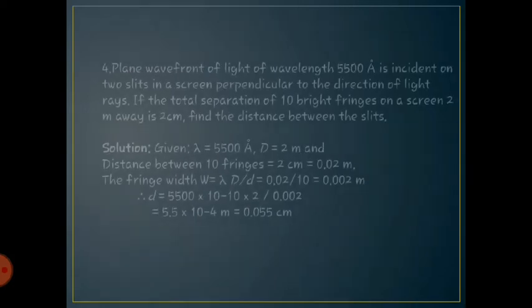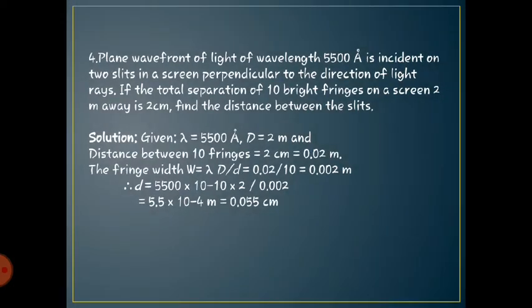Next, here is the next one. A plane wavefront of light of wavelength 5500 Angstrom units is incident on two slits in a screen perpendicular to the direction of light rays. If the total separation between 10 bright fringes on a screen 2 meter away is 2 centimeter, find the distance between the slits. First, you have to read the numerical again in your mind.